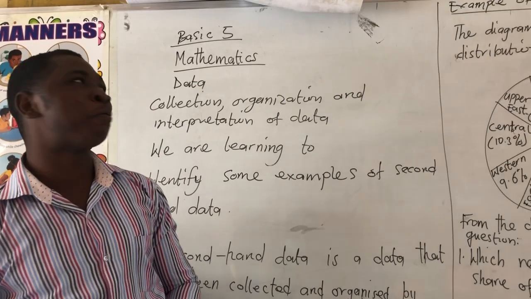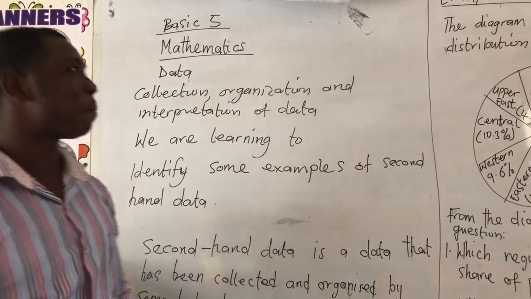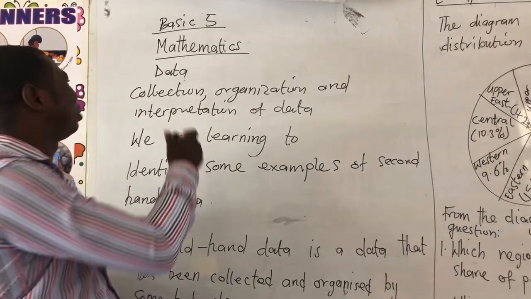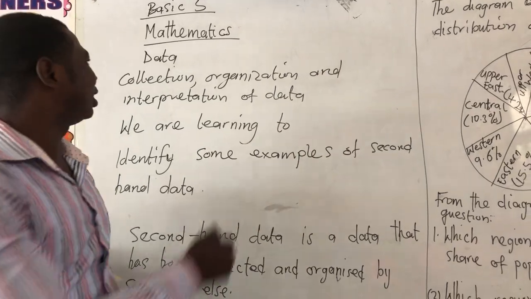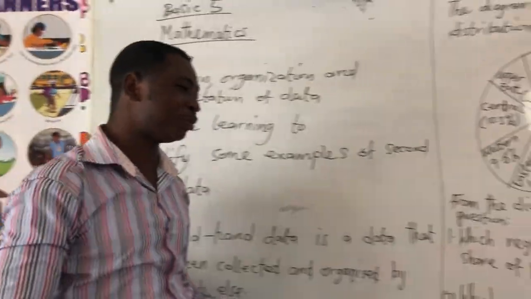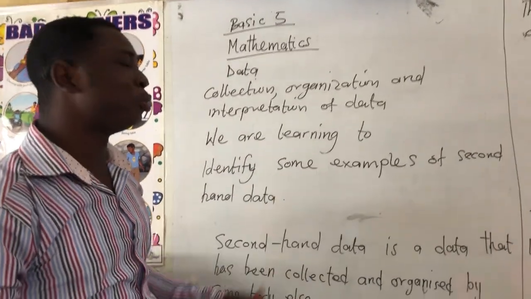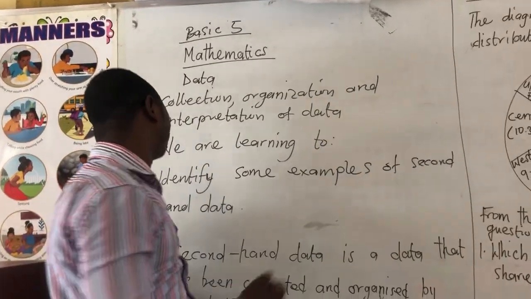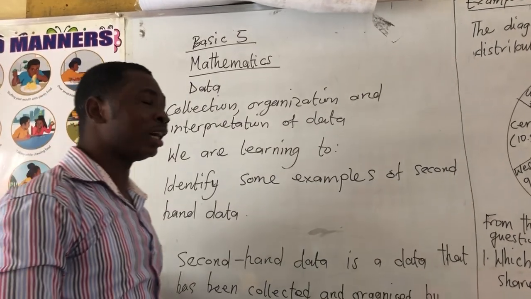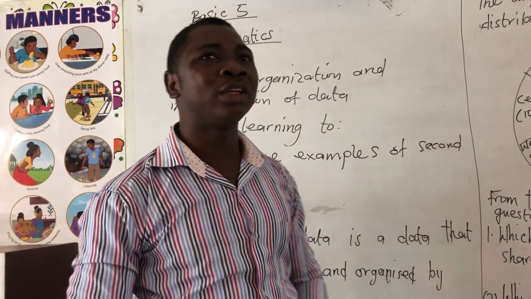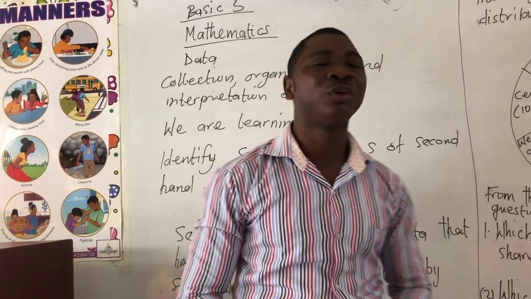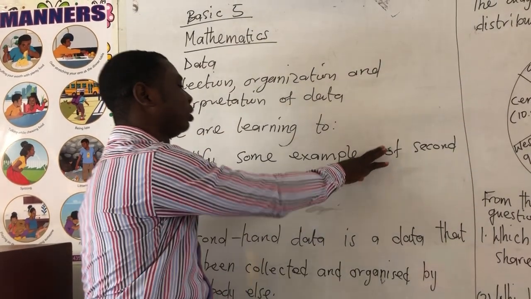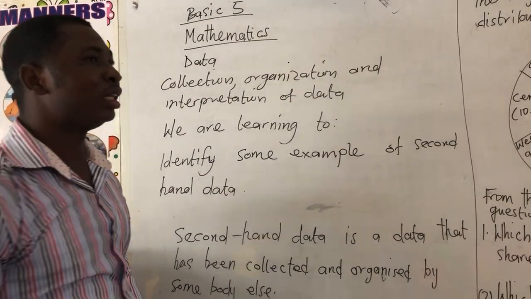And you are still on data. We are talking about collection, organization, and then interpretation of data. What are we learning to do? We are learning to identify some examples of second-hand data.